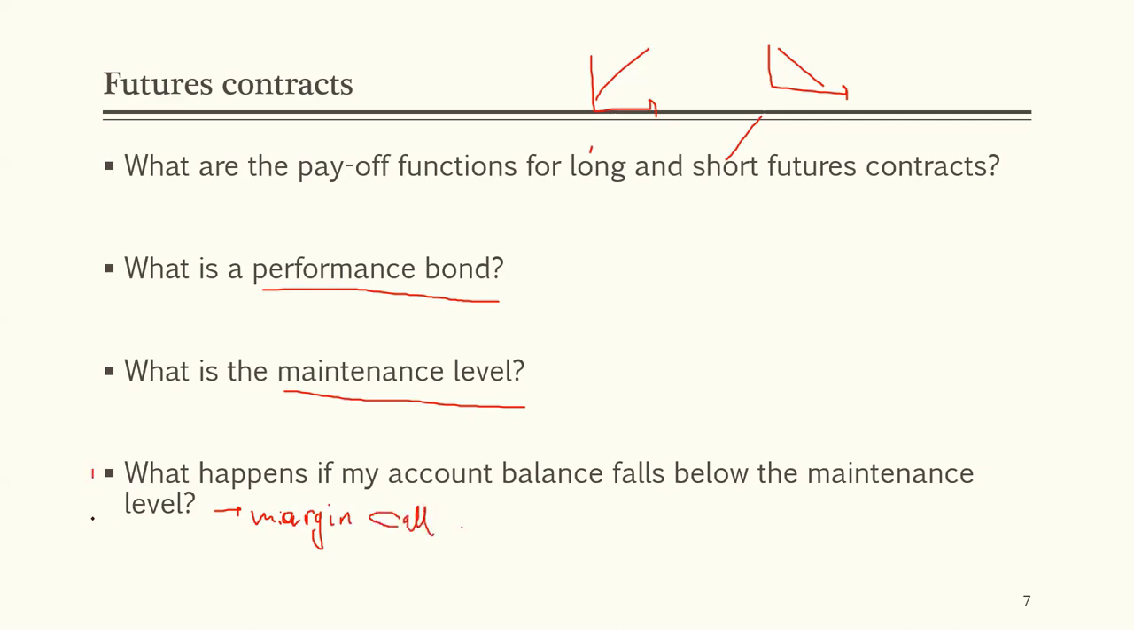So this feature is the main distinction between your futures contract and your forward contract, okay? With forward contract, you are allowed to hold your position until the end and settle the position with your counterparty, okay? With futures contract, you need to update your account every day, okay? So this is to make sure that the exchange does not accumulate losses over time, okay?